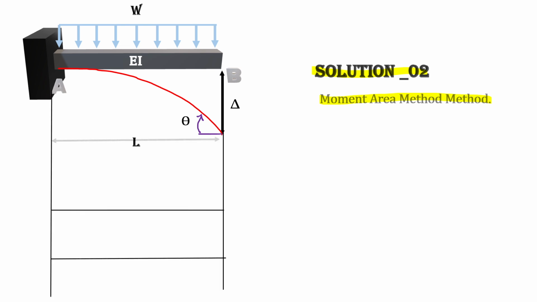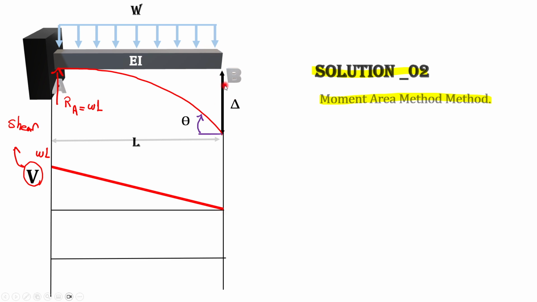So we need to draw, based off the name of the method, the moment diagram of this beam. If we draw the shear diagram, we do know that there is a reaction here, and that reaction R sub A is equal to this distributed load. This is the shear diagram, which starts from WL at the support, and it just moves downward to reach zero at the free end. There is no shear here.